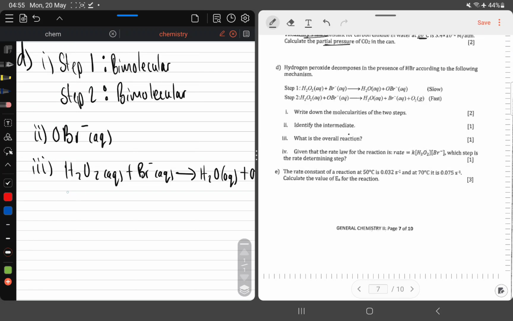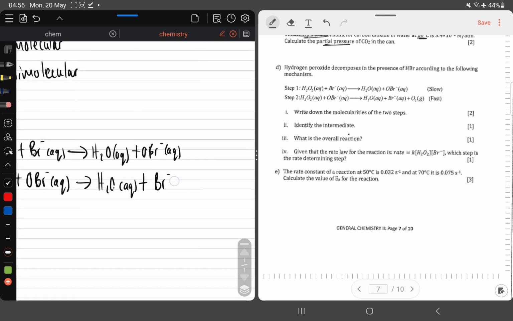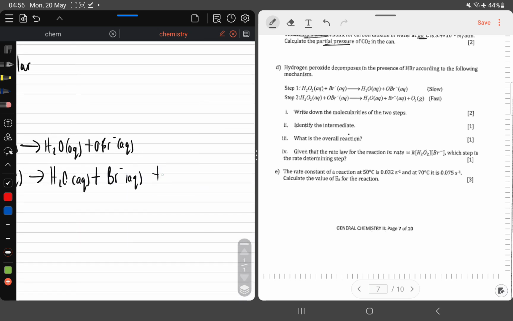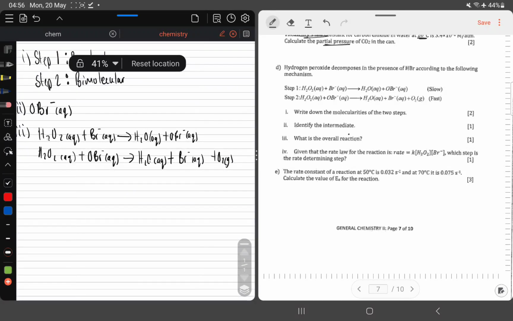And then step 2 is H2O2 aqueous plus OBr minus aqueous giving H2O aqueous plus Br minus aqueous plus O2 gas. Now we combine these two. We add the H2O2, and there's another H2O2, so we have 2 H2O2 aqueous.